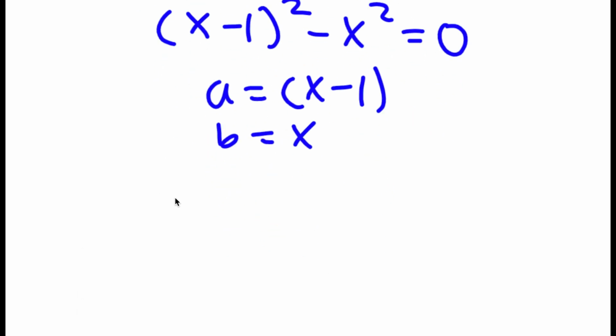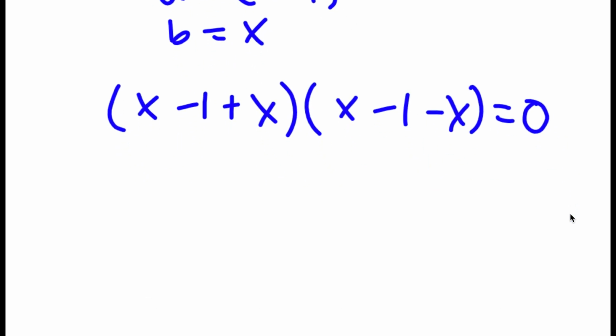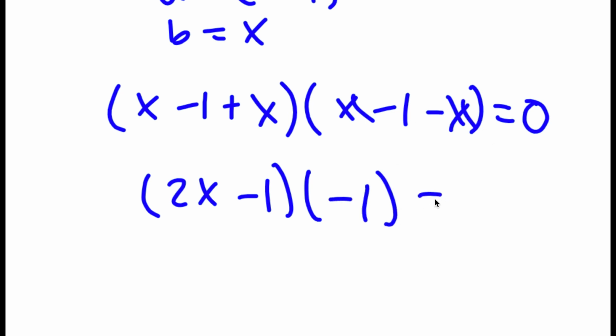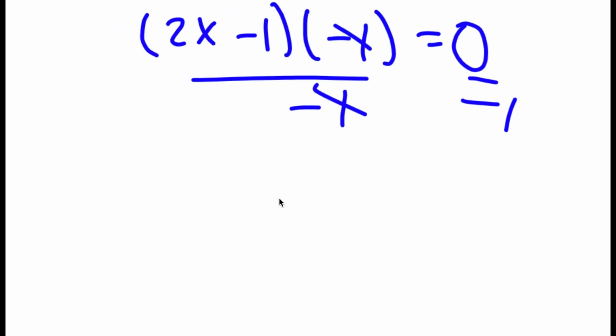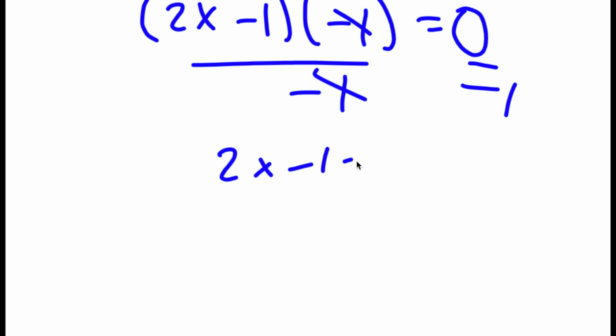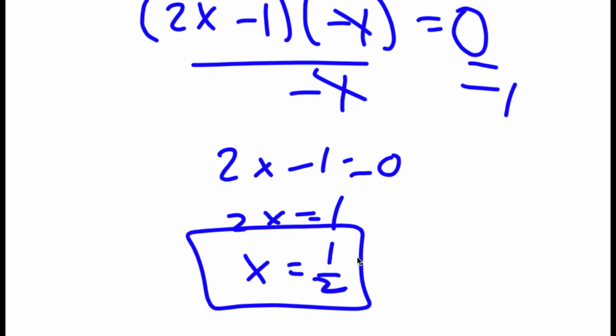So now I have x minus 1 plus x times x minus 1 minus x is equal to 0. So x minus 1 plus x, that's the same thing as 2x minus 1, times x and negative x, these two cancel out, so negative 1 is equal to 0. So now if I divide both sides by negative 1, these two cancel out, and I get 2x minus 1 is equal to 0, meaning 2x is equal to 1, and x is equal to 1/2. That's my second method.